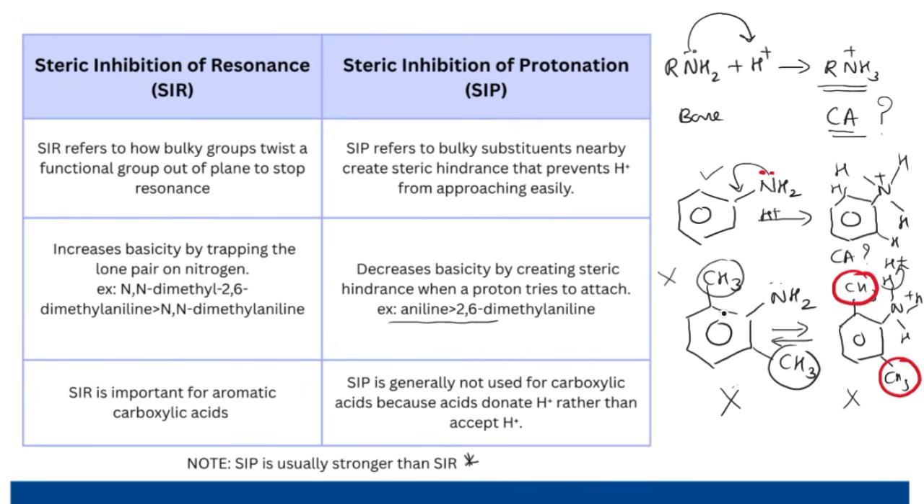Many students think that methyl groups are electron donating. That's why they increase the basic strength of this, and they lose marks in the exam with this concept. No, that is not correct. So remember, it's because of the SIP reason.